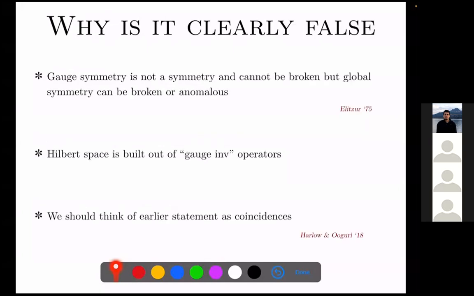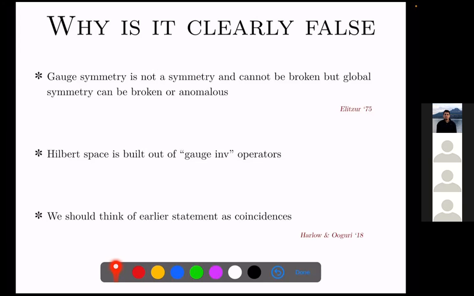All right. So why is this clearly false? First of all, gauge symmetry is not really a symmetry, so you cannot really break it. But a global symmetry you can break either explicitly, spontaneously, or you can make it anomalous. For example, anomalous global symmetry has a different manifestation in the bulk of holography, which is not the same as gauging. You cannot gauge an anomalous symmetry. So the statement that you map a global symmetry to a gauge one doesn't make any sense.